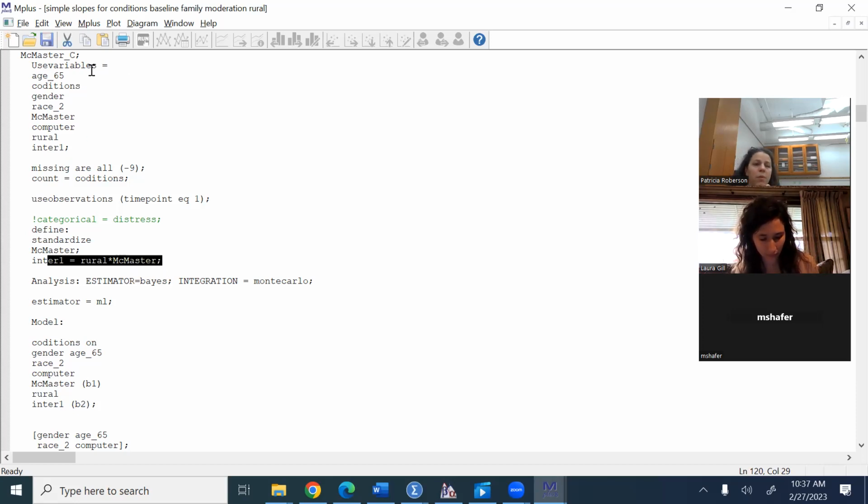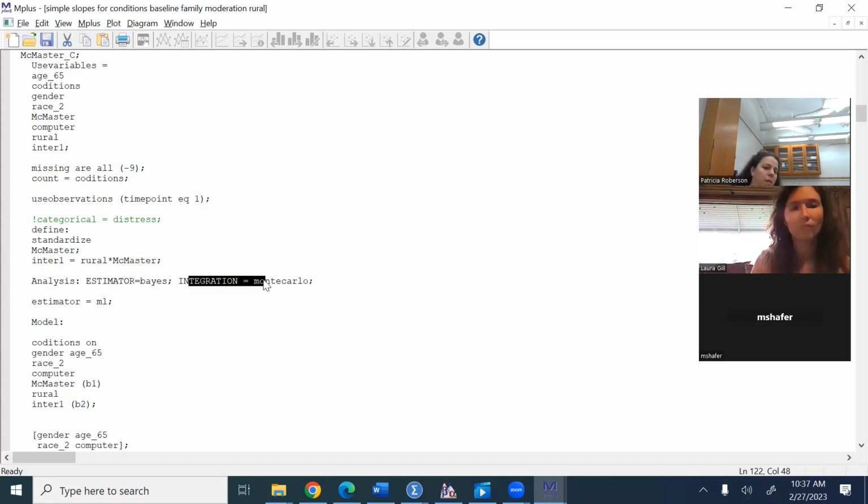So in Mplus, you have to say which variables you're going to use. And if you're going to create a new variable, it has to be the last in the sequence. And what I'm calculating is a Poisson regression. So I said count is condition, so number of health conditions. And it was a small sample size, so it wouldn't run a regular maximum likelihood. So I had to run it in a Bayesian estimator using Monte Carlo integration method.